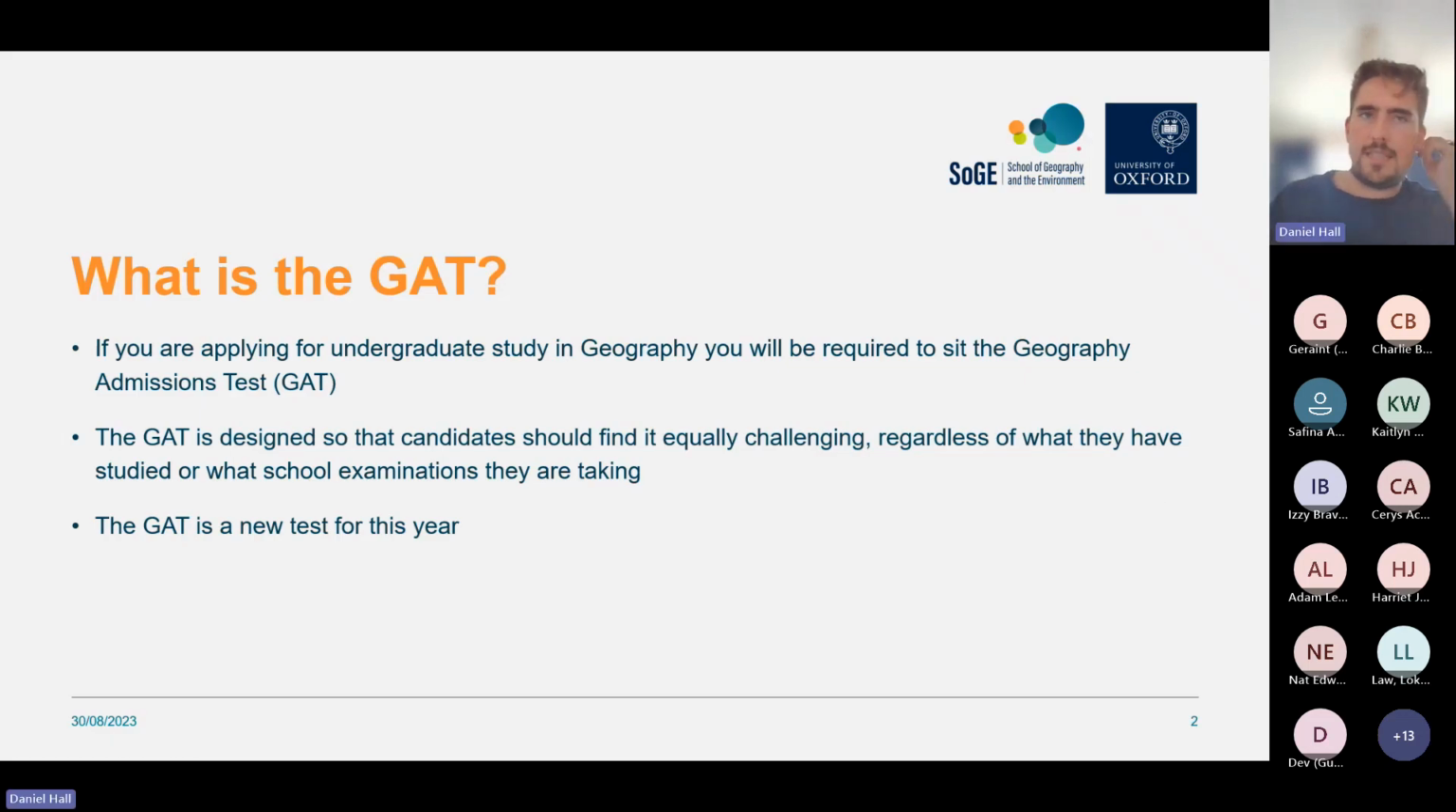First of all, what is the Geography Admissions Test, or the GAT? If you're applying for undergraduate study in geography from this year, you'll be required to sit the GAT. The GAT is designed so that candidates should find it equally challenging, regardless of where you've studied or what school examinations you are taking. The GAT is a new test for this year, so that has implications for past papers. There are no past papers because it's a new test for this year.